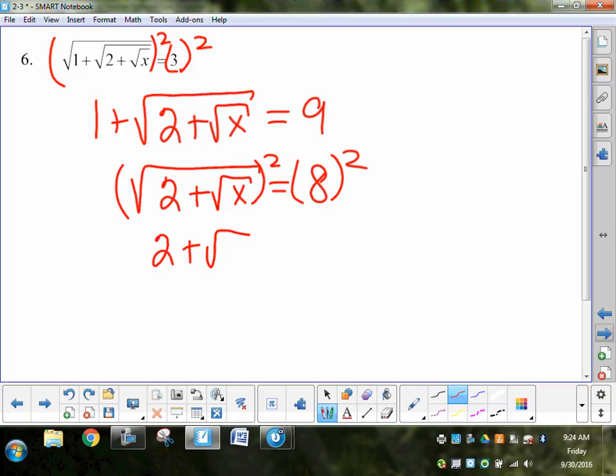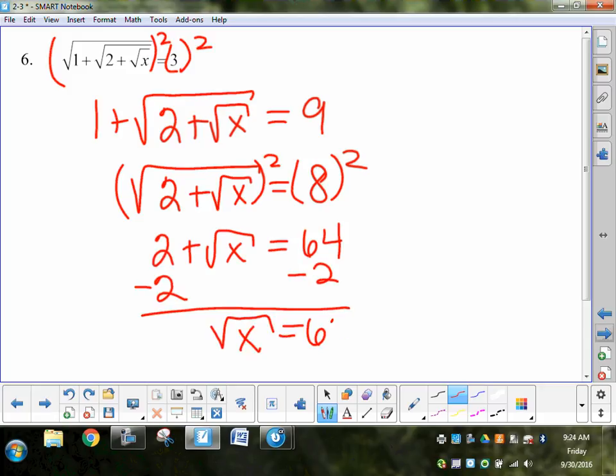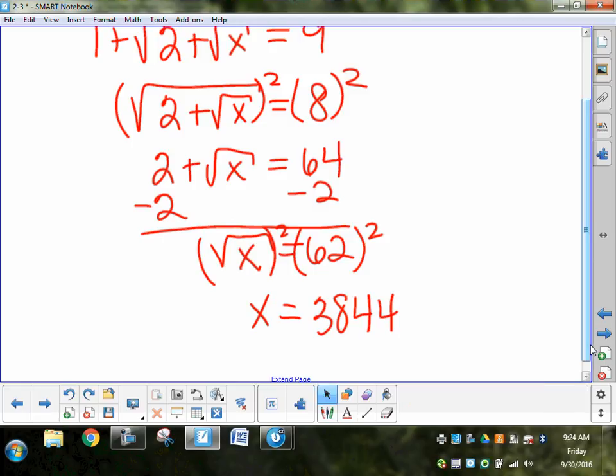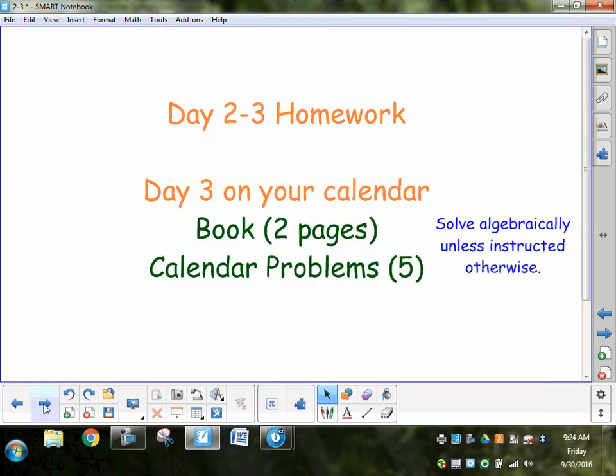That's going to leave me with 2 plus root x is equal to 64. From here I would subtract a 2 from both sides, and I get radical x is equal to 62. What do you do from here? Square it again. So I get x is equal to, what does this come out to be? 3844. Terrific.